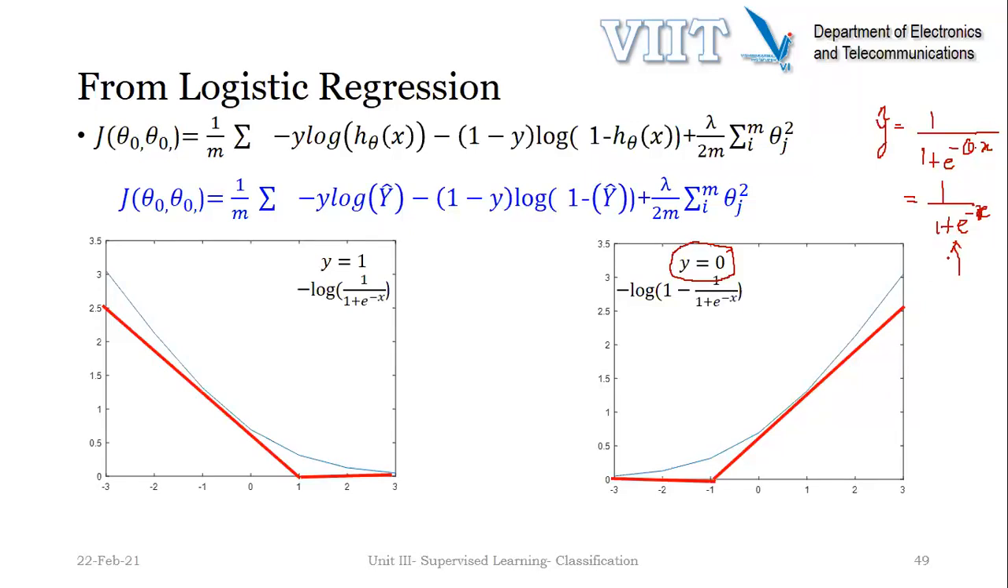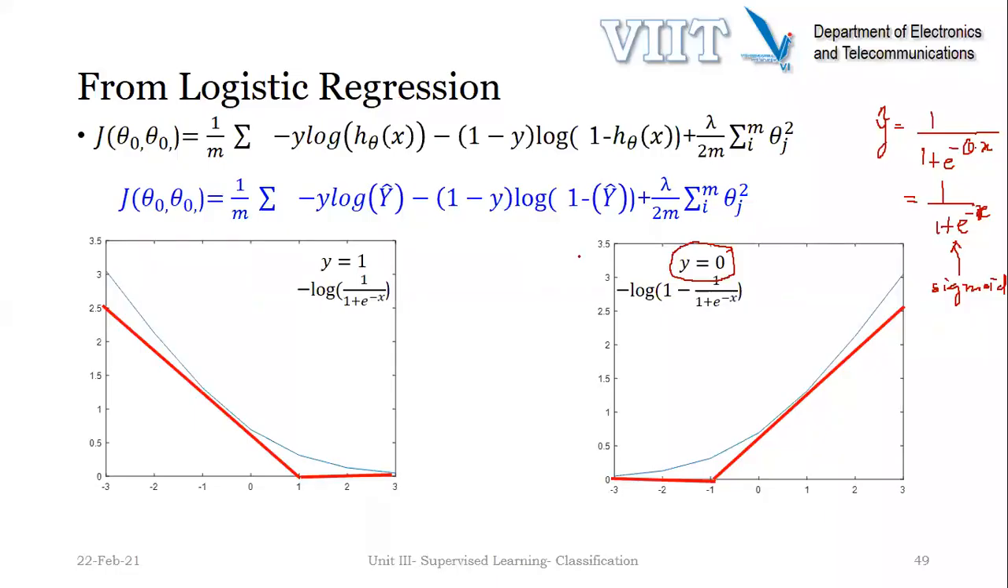Yes, quickly. Anyone? 1 upon 1 plus e raised to minus x. Yes, the sigmoid function. Correct. So this is the sigmoid function. Please don't forget, sigmoid is very essential for the classification objective of logistic regression. So don't forget that this is a sigmoid function.